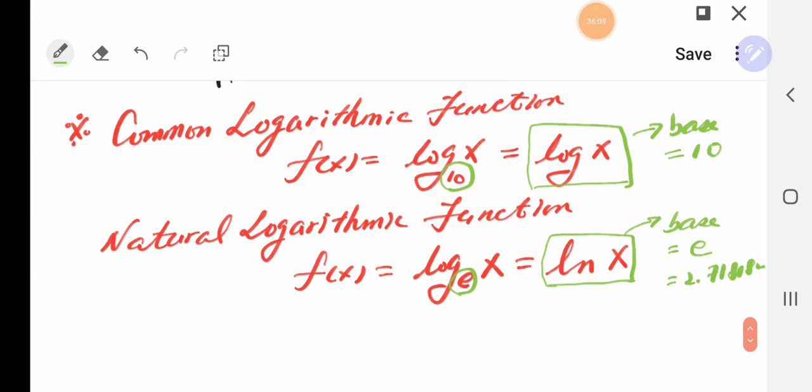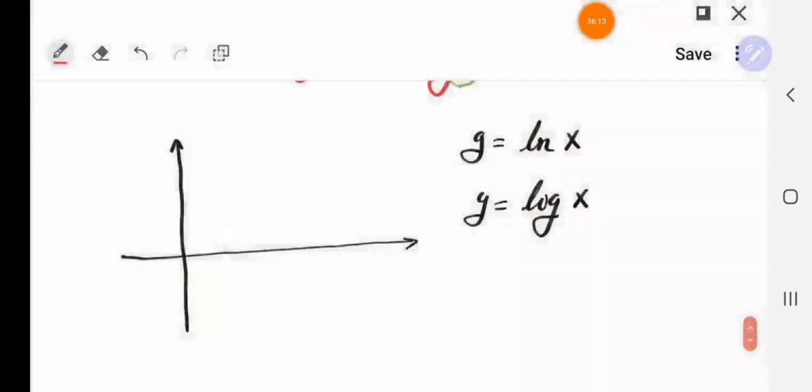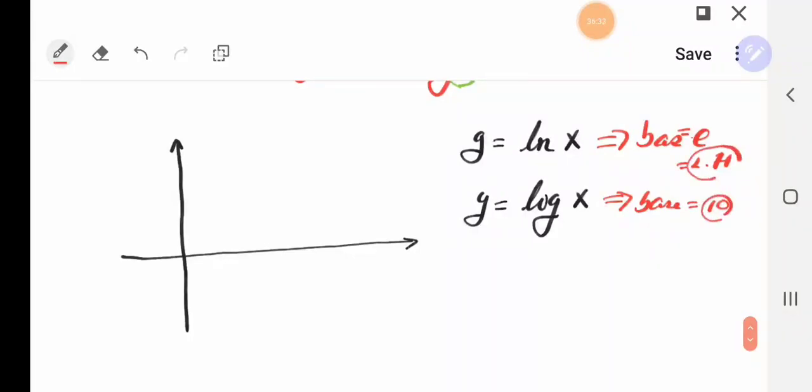Okay, let's compare the graph of these two. For the graph of natural logarithm x, what is the base? The base is equal to e, which is 2.71. And for the common logarithm, the base is equal to 10. So 10 is greater than e, 2.71. So the graph of the common logarithm looks like this. So the graph will be close to the x-axis.